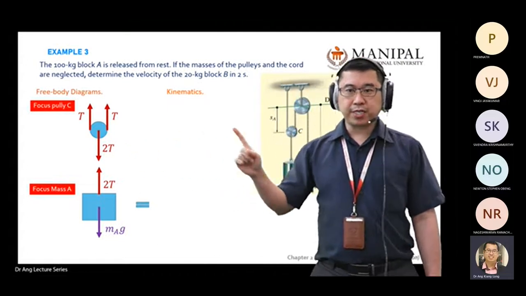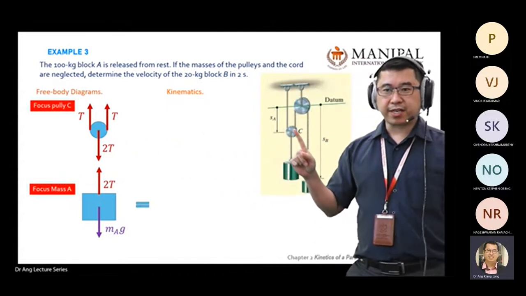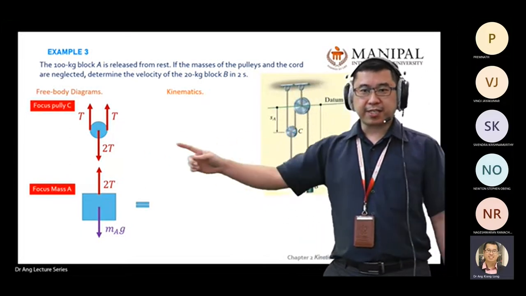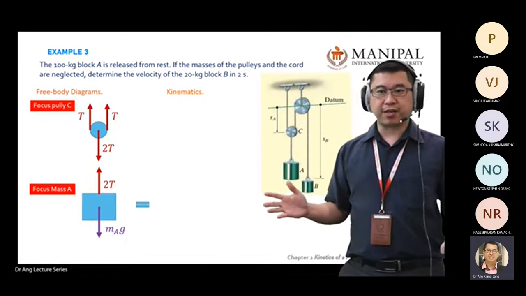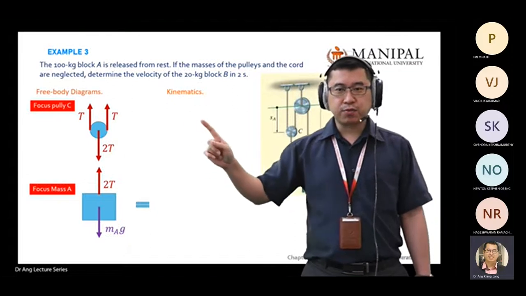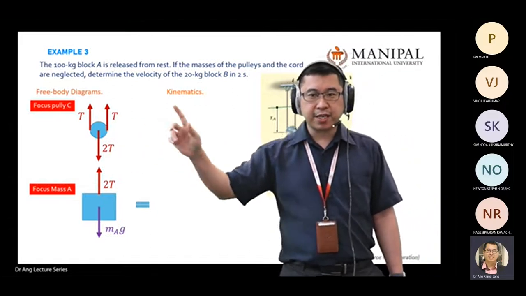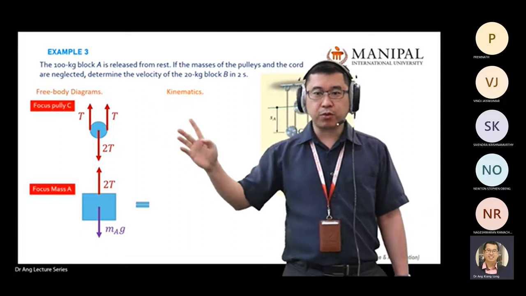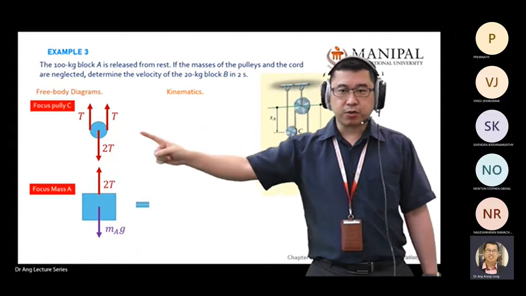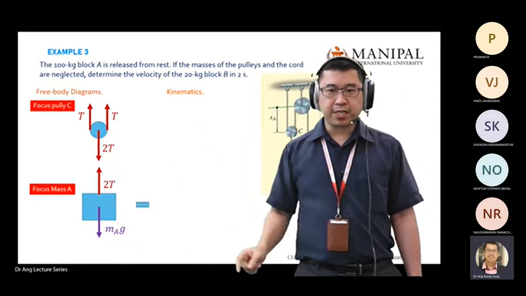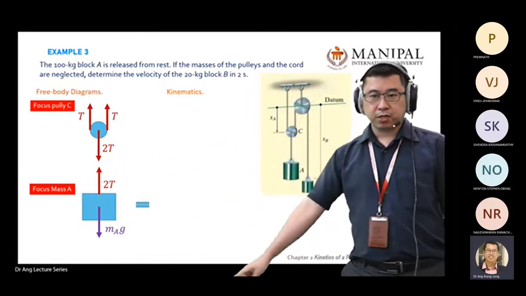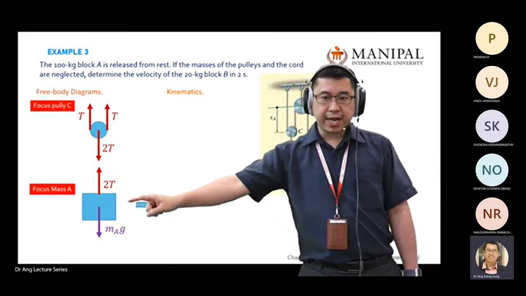So what happened to pulley C? Does pulley C accelerate? Pulley C, yes, it accelerates, but it doesn't help you to solve the problem, right? You can convert this one to MA also, but the acceleration is on pulley C. The question doesn't ask you about the pulley, so you don't need to go for F equals MA here. So you don't need to process pulley C. Why do you do pulley C? Because you want to find the tension of the cable. So you proceed to the mass A calculation, F equals MA.